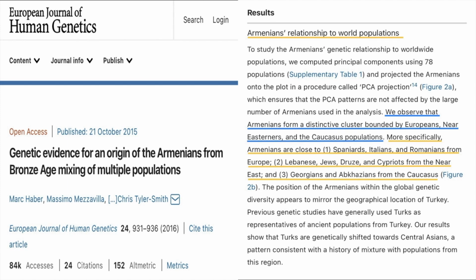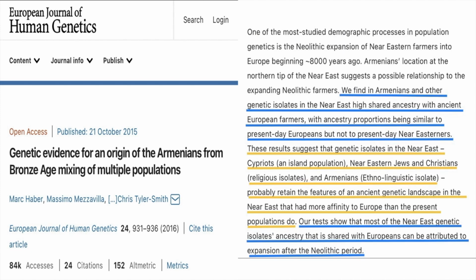So as they said, Armenians are basically related to Europeans, Near Easterners, and Caucasians. And it would seem that most of the populations that Armenians are related to are non-Semitic speakers, Europeans and Caucasians, whereas a small branch of Middle Easterners, or a small branch of Semitic speakers, are related to Armenians as well. It says, we find in Armenians and other genetic isolates in the Near East high shared ancestry with ancient European farmers, with ancestry proportions being similar to present-day Europeans.